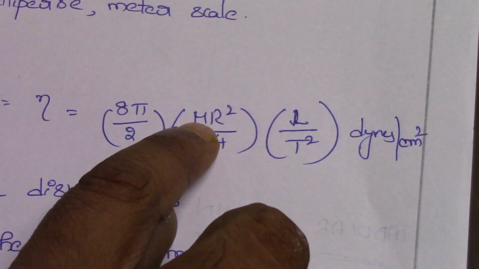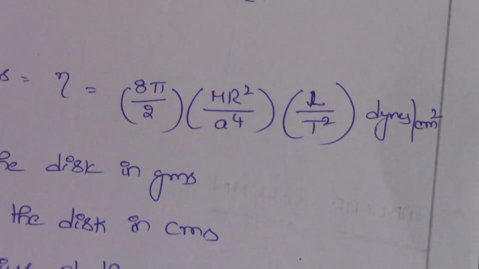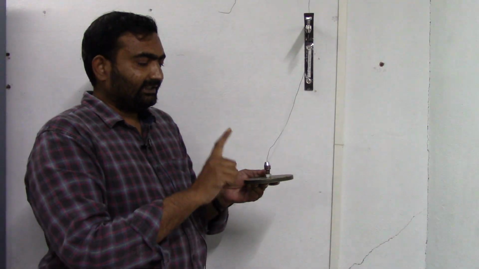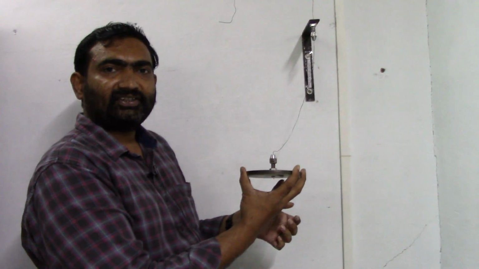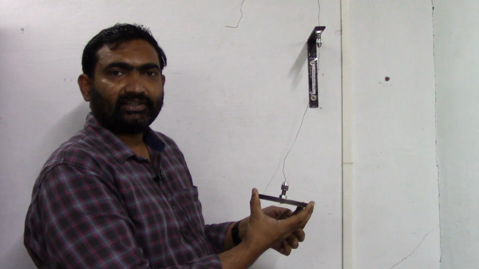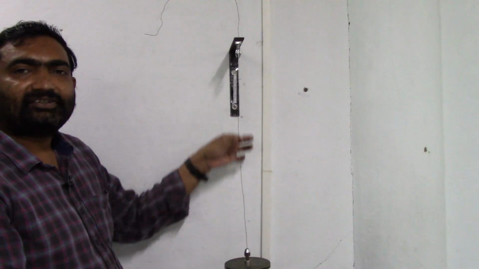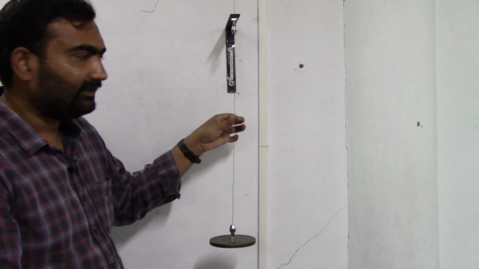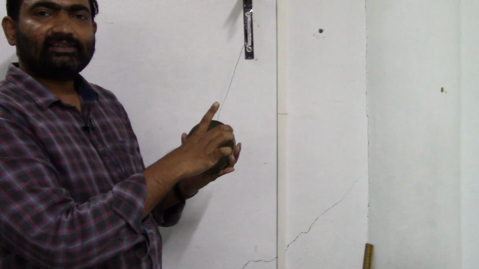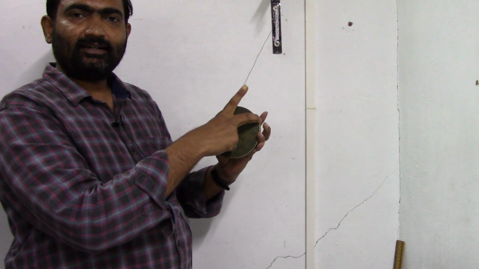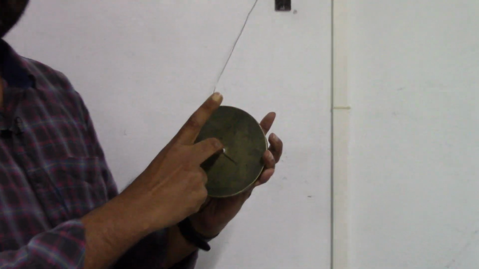First let me explain what M, R, a are once again. Here this is the brass disc. Capital M is the mass of this disc. This disc mass we evaluated and it is 1000 grams. And here a is the radius of this wire. And here R is the radius of this disc. Here it is the diameter. Diameter divided by 2 is equal to radius.